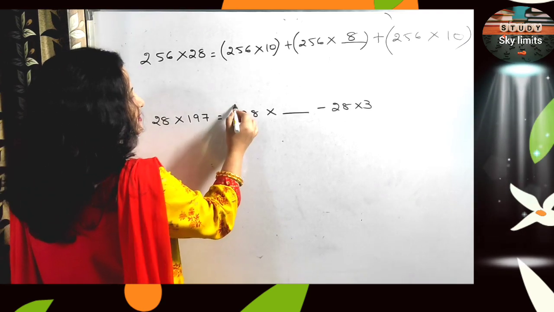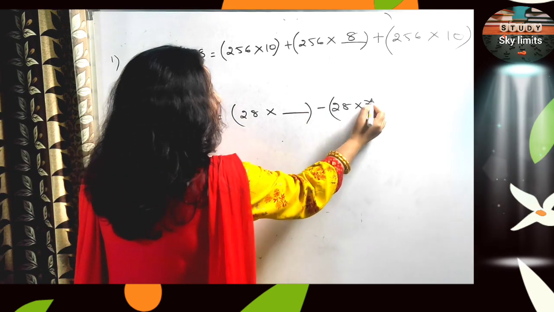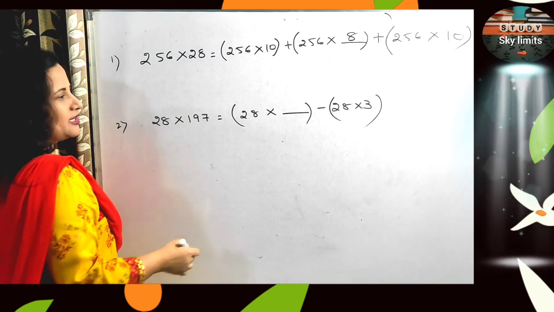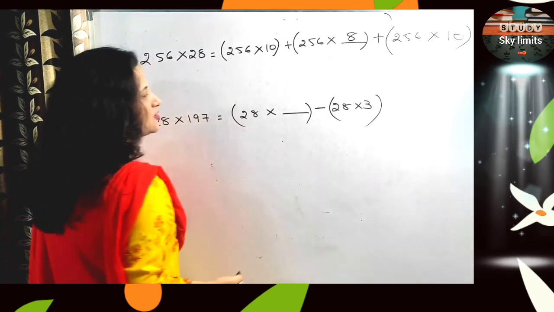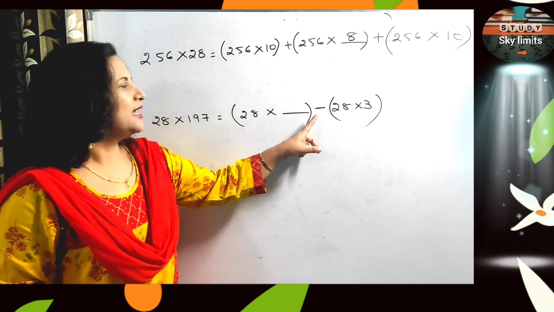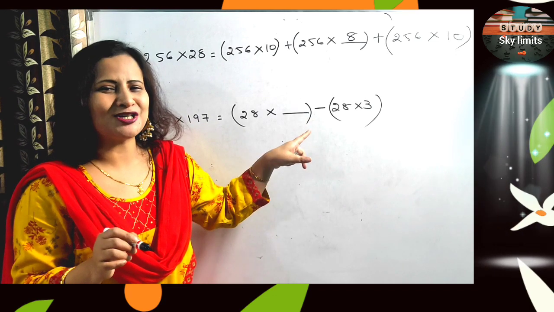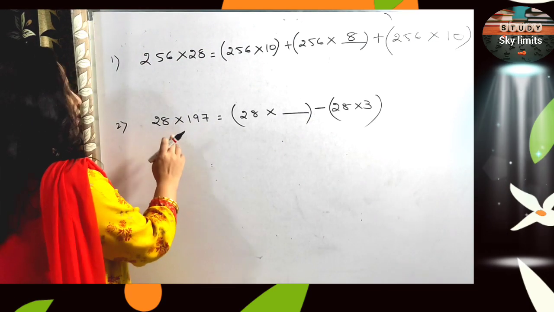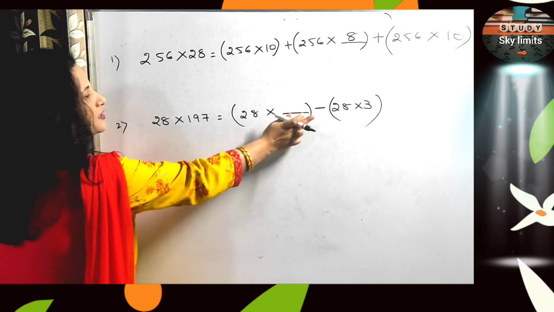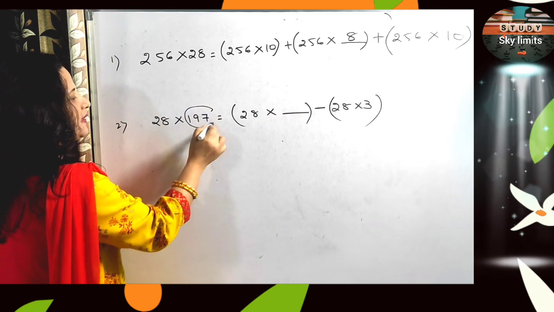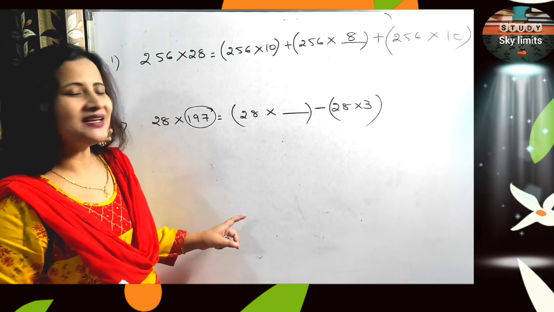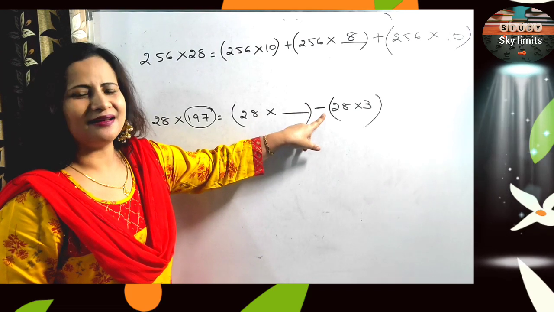Here also you can see this is one pair and this is one pair of multiplication. In between you have a minus sign. So obviously by looking at the question, you should understand it is distributive property of multiplication over subtraction. Now what is the next? See, 28 is not split. That means 197 is split. 197 has been split and there is a minus sign.